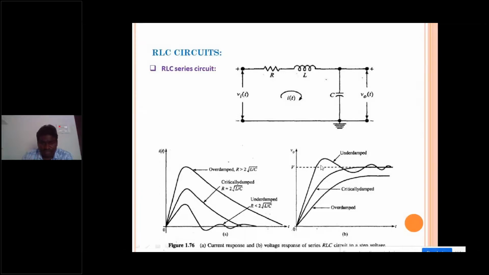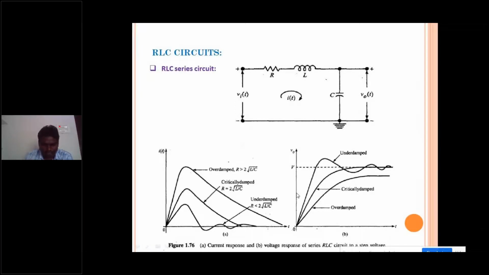If I apply a step input signal, I am going to get different shapes for it. We need to calculate the current in this circuit, so we need to apply KVL. If you apply KVL and measure the output voltage across the capacitor for a step input, these are the things we are going to observe. If you get the output shape like this for different values, then it is underdamped, critically damped, or overdamped according to the shapes.